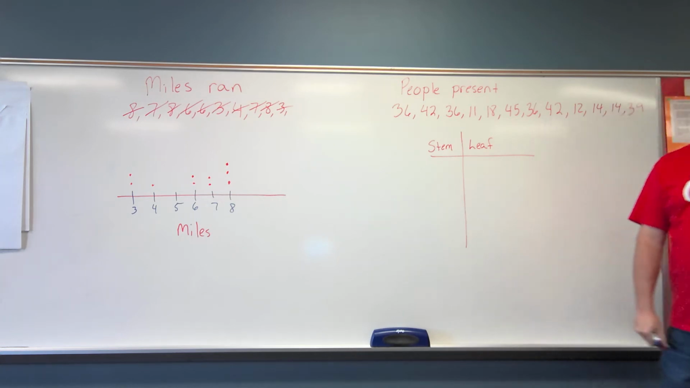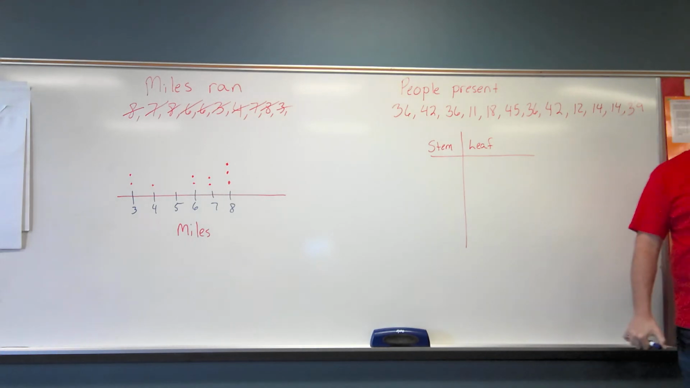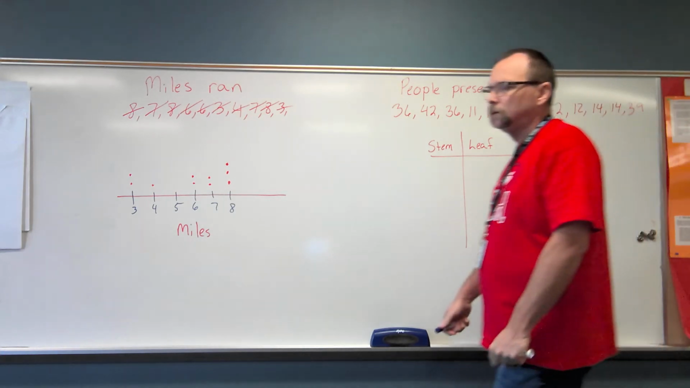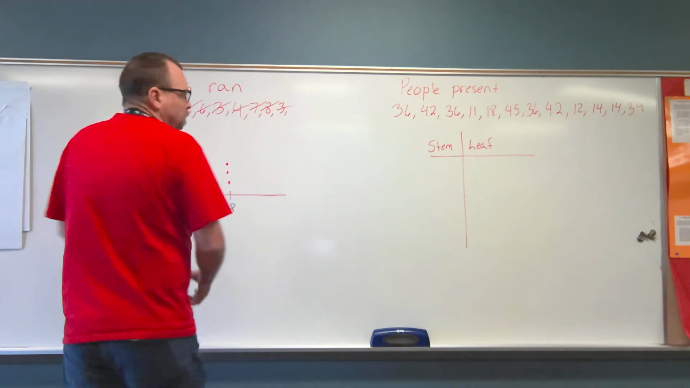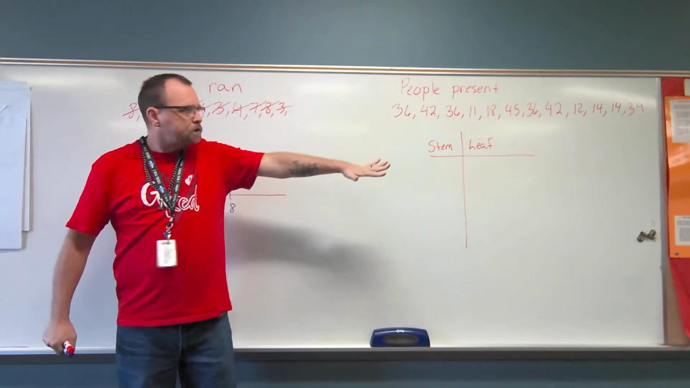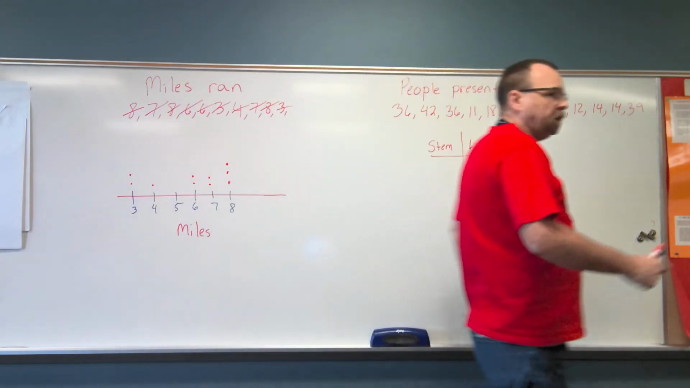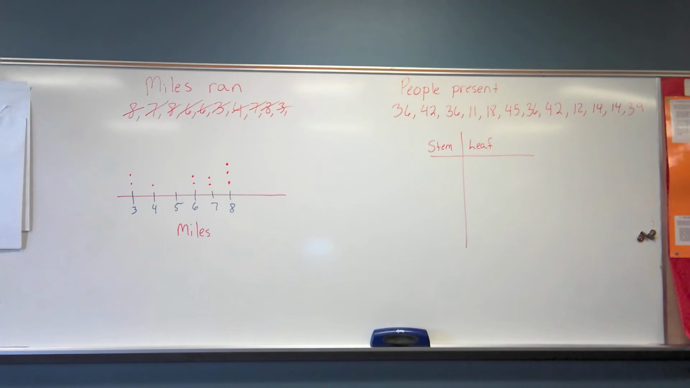Real easy to do. A stem and leaf plot, which we haven't started yet, but I thought I'd give you a little bit of introduction to it. A stem and leaf plot. These are all 2-digit numbers. And so we're going to put them on this chart. The stem will be the tens place. The leaf will be the ones place.